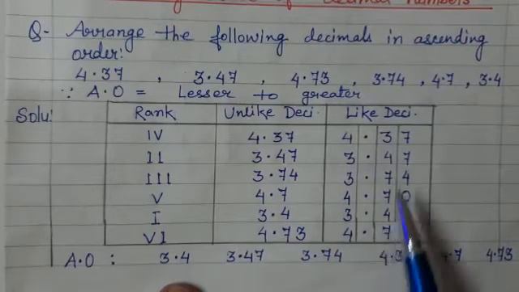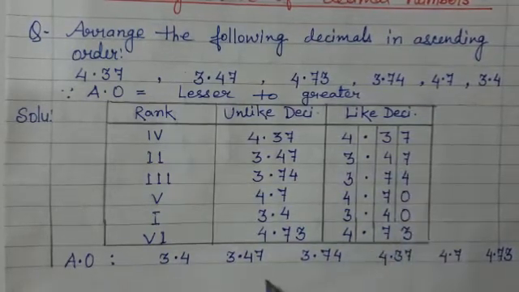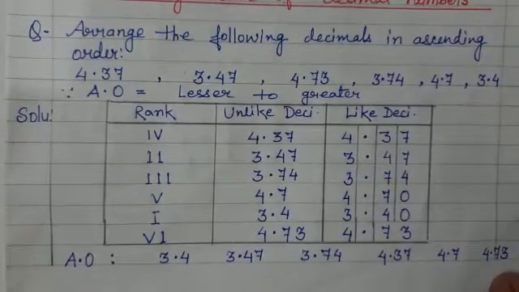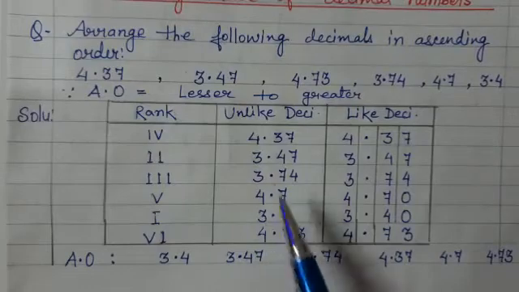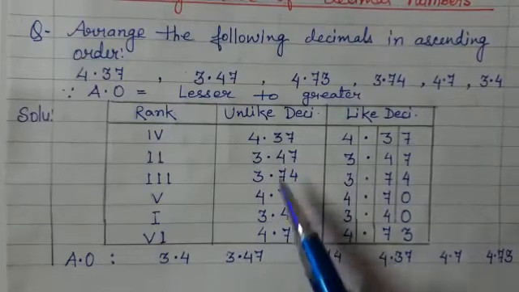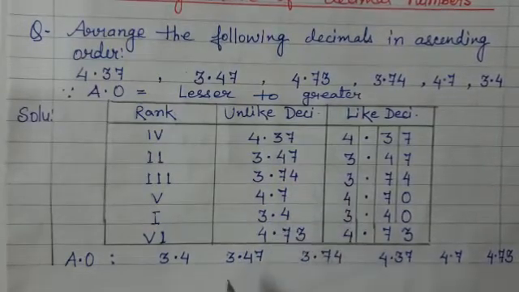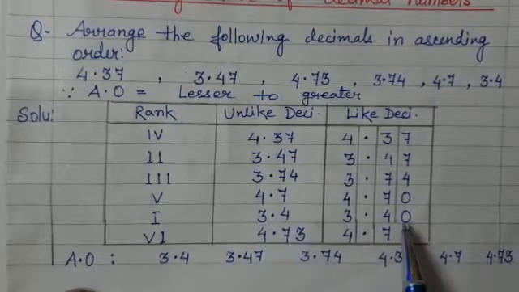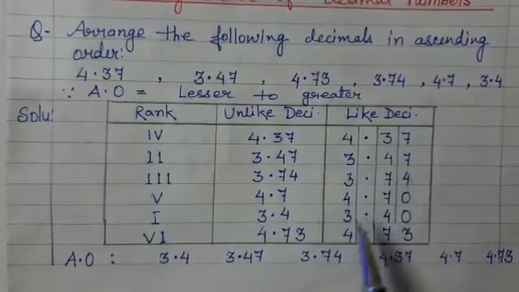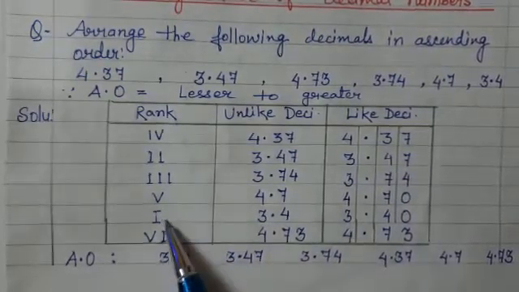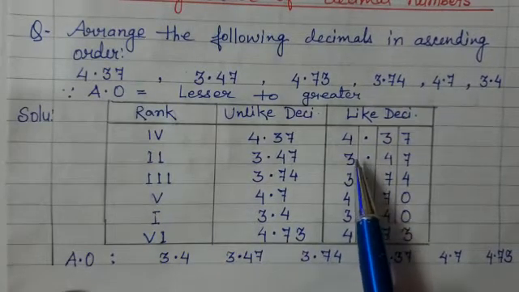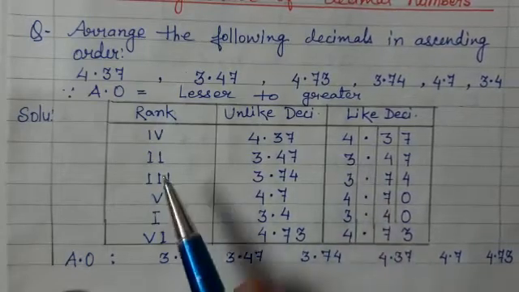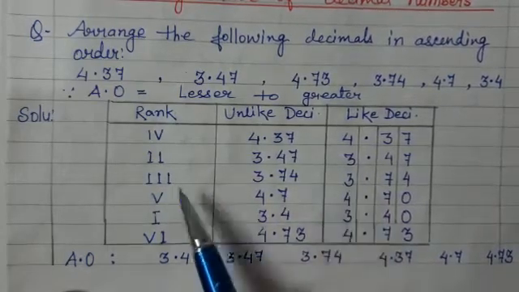Now we have to compare all the numbers as we have to arrange in ascending order. So we have to find out which number is the least number. So first of all, look at these three numbers with integral 3. Out of these 3, it has 3.40, it has 3.47. So this is the least, so it will get the rank 1. This is the second least, we have to give it the rank 2. Then it is rank 3.